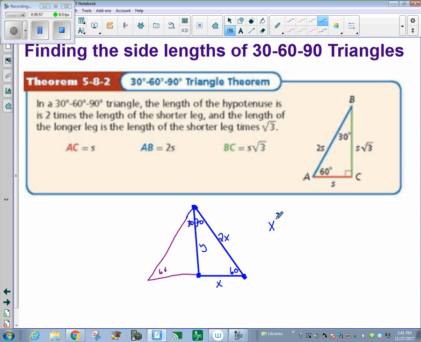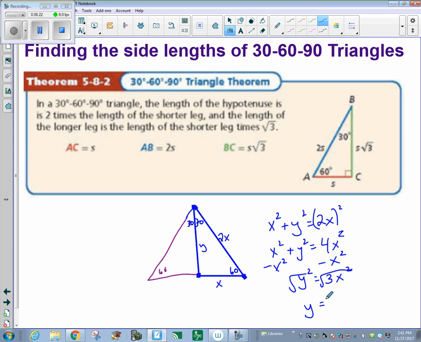So I've got x squared plus y squared equals (2x) squared. And so x squared plus y squared equals 4x squared. When I square those, subtract the x squared across the equal sign. y squared is equal to 3x squared. And then if I take the square root of both sides, y comes out to be x times root 3. That's because if I take the square root of x squared, I get x, and then the 3 is just a root 3, so that's where this is coming from.